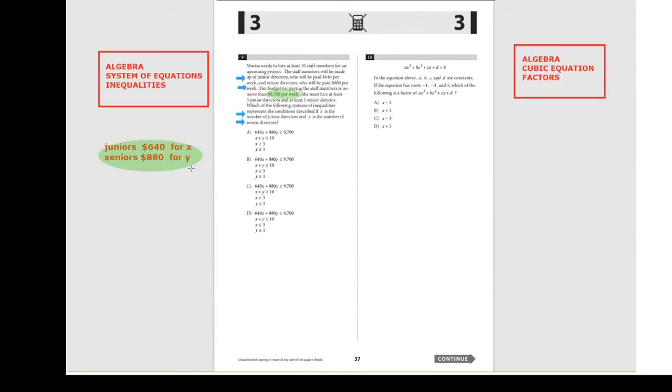Justina, can you explain the correct answer for number 9? Based on the answer, the correct answer is B, and it's because the first inequality has the correct values for each of the directors, and it also has the right sign for the amount of money that needs to be paid per week. The second inequality has the right total for the directors combined, and then the third and the fourth have the right amount of directors for the specific level.